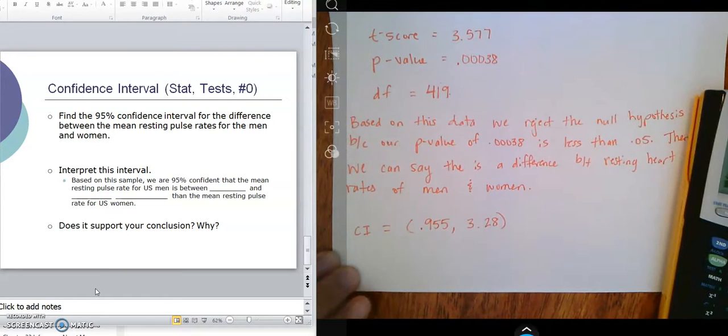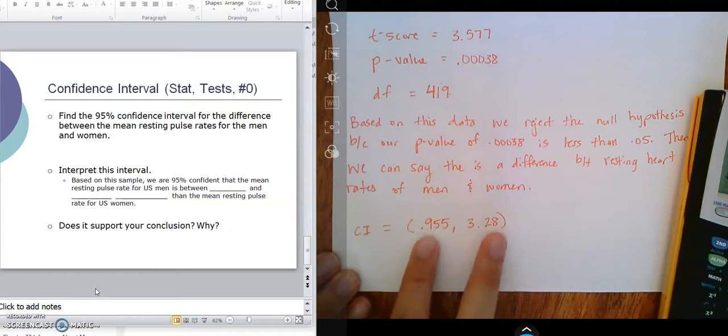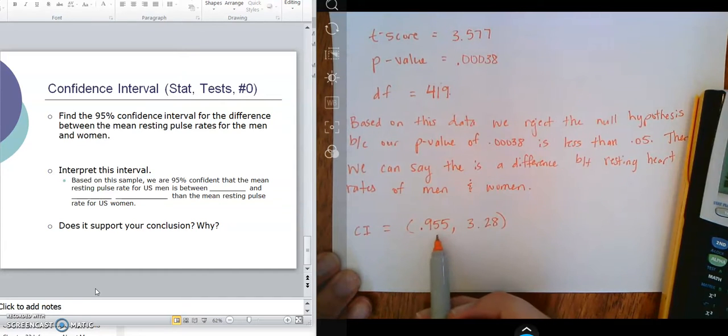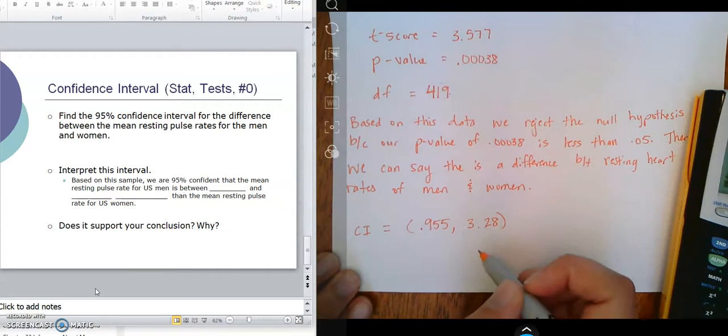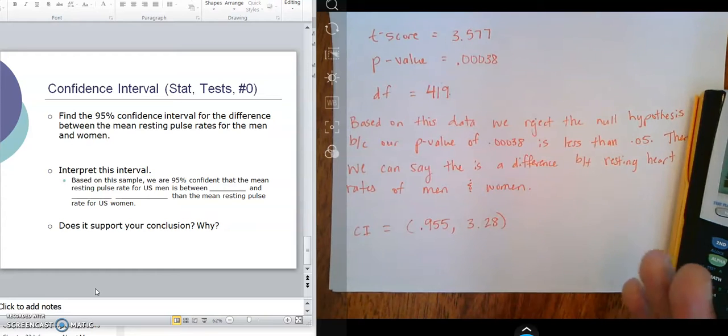And this is already written on your PowerPoint. So if you'll look real quick, it says, based on the sample, we are 95% confident that the mean resting pulse rate for U.S. men is between, here's where your confidence interval comes from, 0.955 and 3.28. These are positive numbers, so you would say more than the mean resting rate for women, okay? So because the men are more, that means there is a difference. They are not about the same.